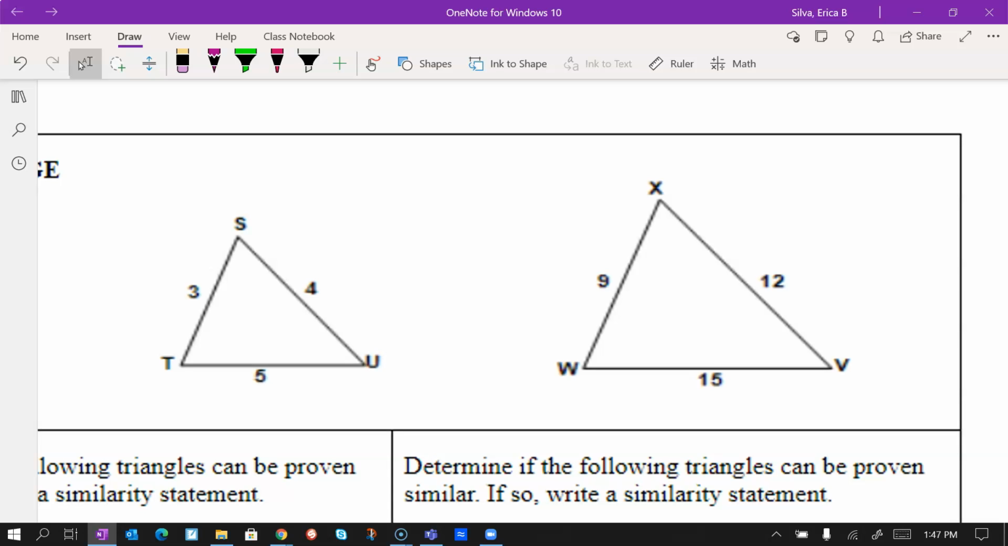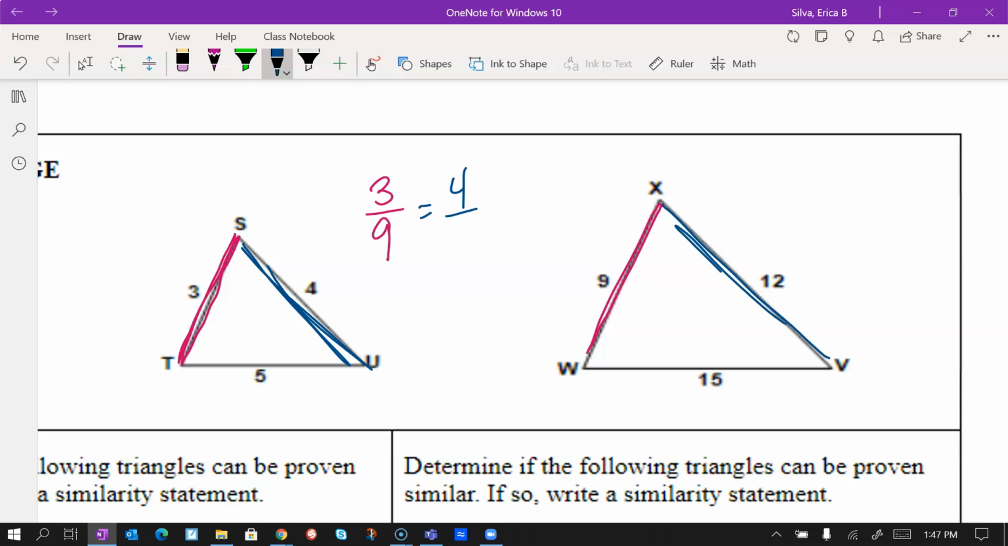And sometimes when you don't have a similarity statement, you can more or less tell which ones are corresponding, because the smallest side should correspond to the smallest side of the other triangle, right? The largest side should correspond to the largest side. The medium side should correspond to the medium side. So let's look at this one first. We've got 3 at ST, and 3 corresponds to 9. Then we've got 4, and 4 corresponds to 12. And then we've got 5 to 15.